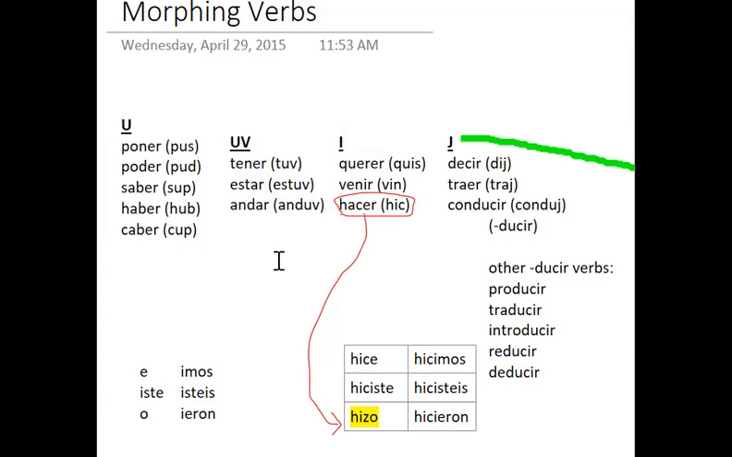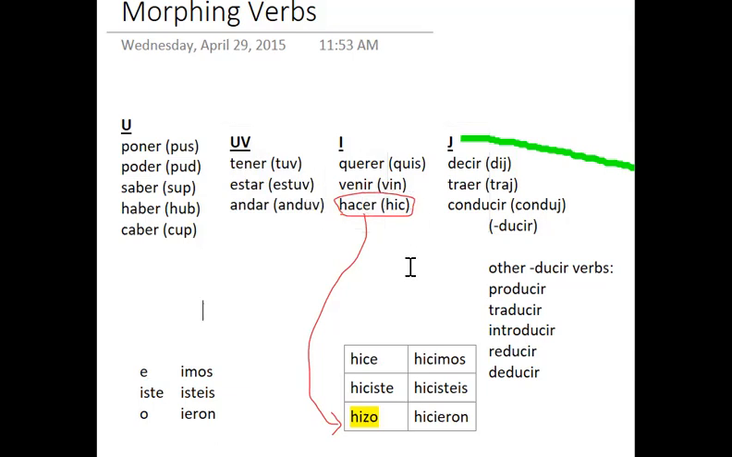So it is a little bit weird, a little more unconventional than what we've learned before, but you've got to know which verbs do this and then what the stem becomes, and then make sure you know what endings to use. Let me go over to the I stems. Now these all have I's in the stems. Querer becomes quis, Q-U-I-S. What they have in common is that I. Venir becomes vin, V-I-N. Hacer becomes hic, H-I-C.